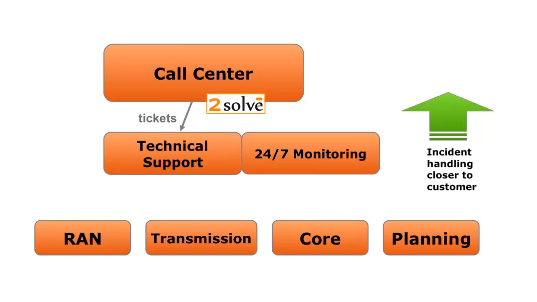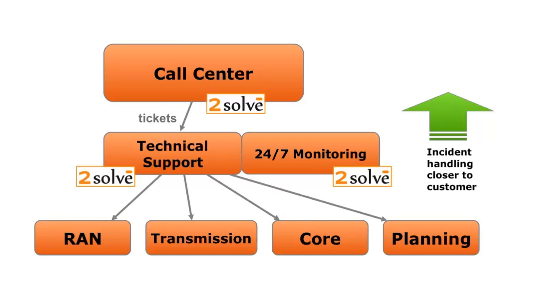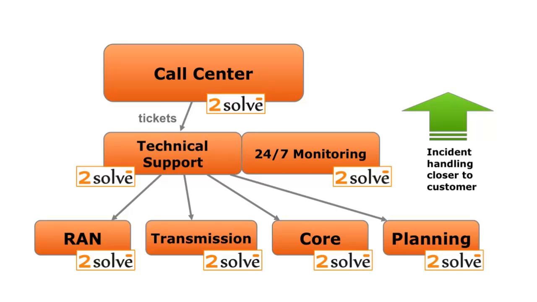Likewise, technical support and alarm monitoring staff can investigate problems more completely before passing a ticket on to the back office. For back office workers themselves, 2solve provides powerful tools for analyzing problems and detecting network incidents proactively, before customers are severely affected. These benefits together have a significant positive impact on customer experience.